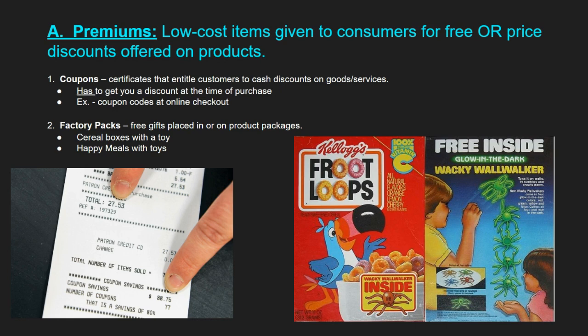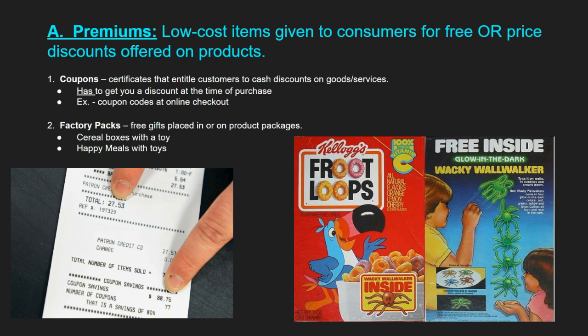So, for example, number 1, coupons. We've already talked about this a little bit. This is a certificate that entitles customers to cash discounts on goods or services. It has to get you a discount at the time of purchase. If there is not a discount at the time of purchase, then it's not a coupon, it's something else.